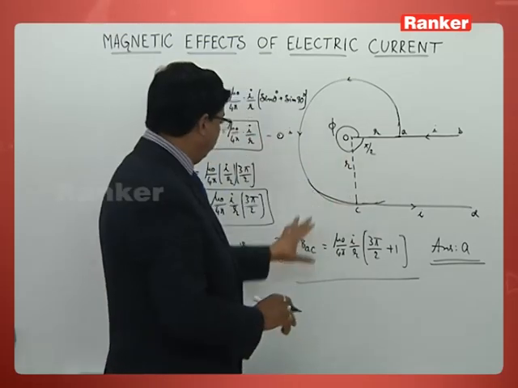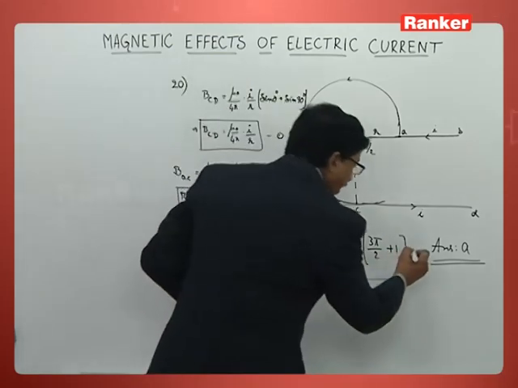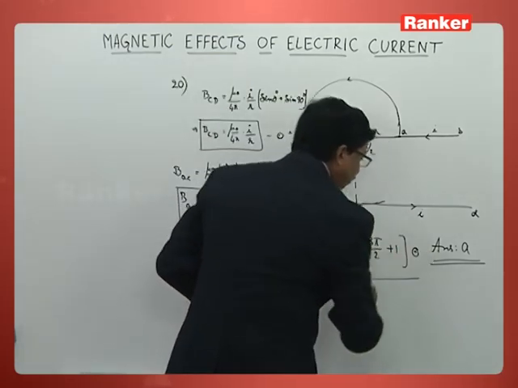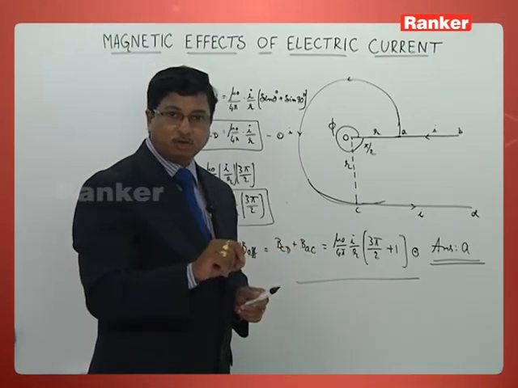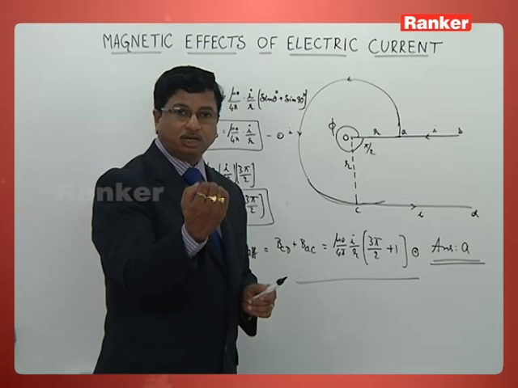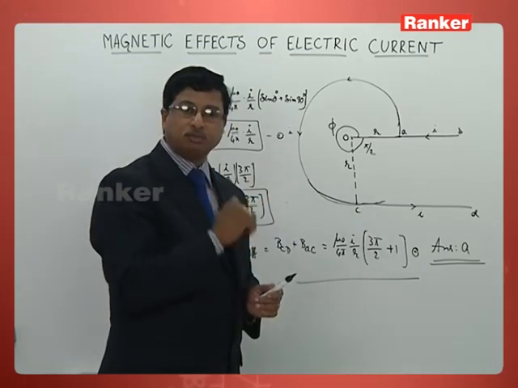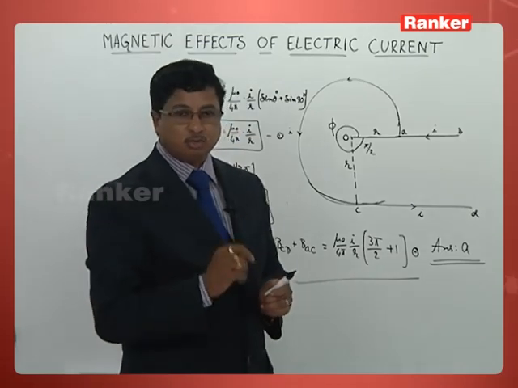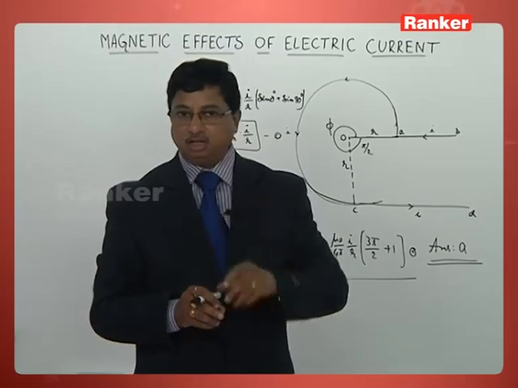In this particular case, both the directions are outside the board. Therefore, I can even give the direction like this. It is a dot with a small circle around. That means the direction is outside the paper, normal to the surface of it. That is the concept. So this is problem number 20, for which the correct answer is A.